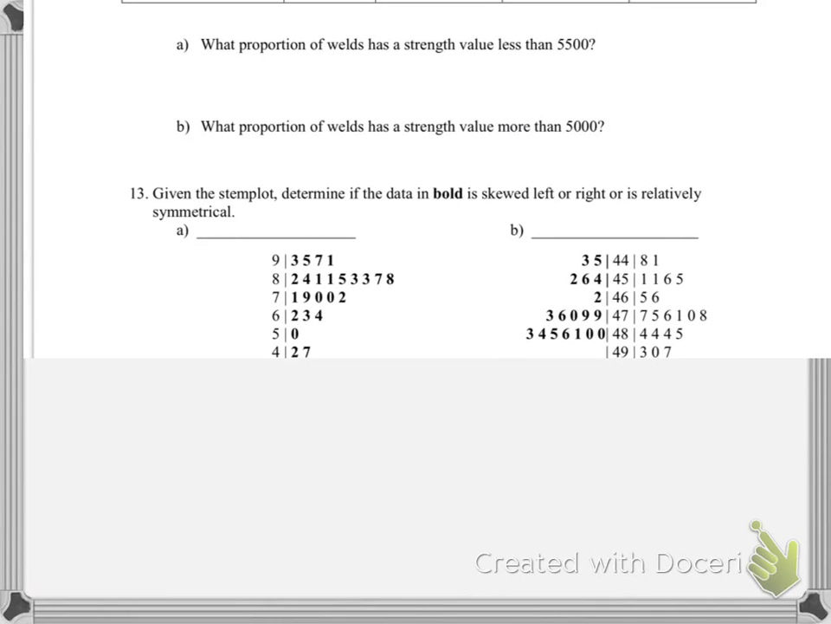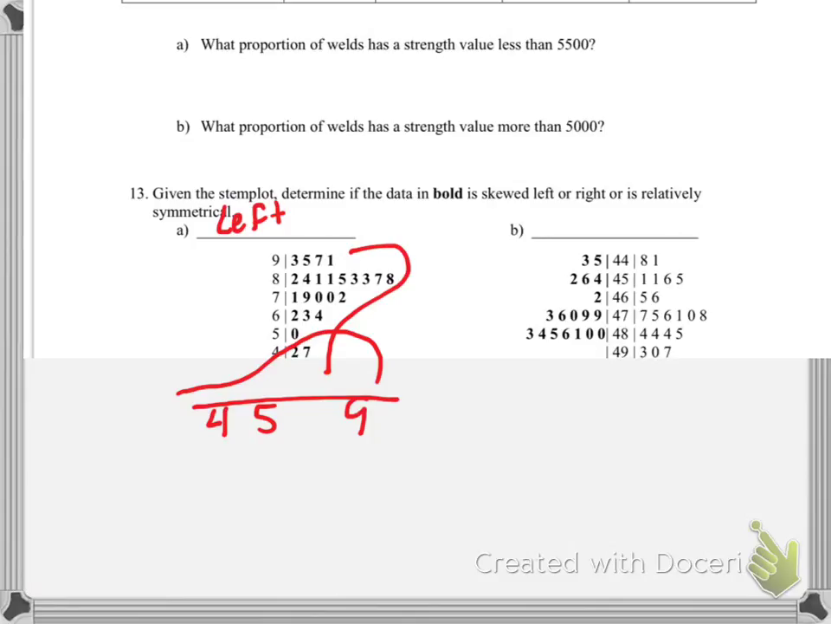Determine that it's skewed right, or what's the shape here? Okay, so let's go do this. If I was 4, 5 to 9, see how it's taller at 9 and low at 4? It would be this way. So this is skewed to the left. See why I like to say lower numbers? It's a lot easier. Okay, let's do B.